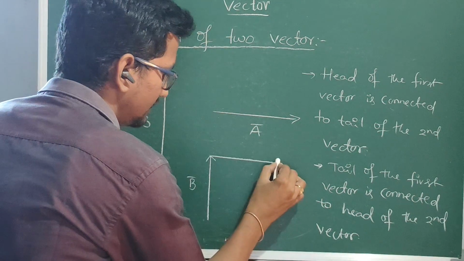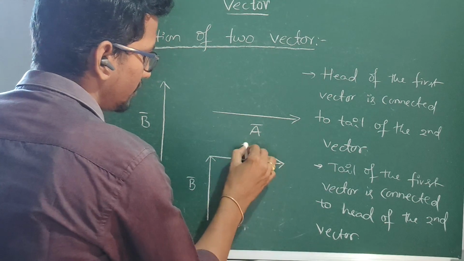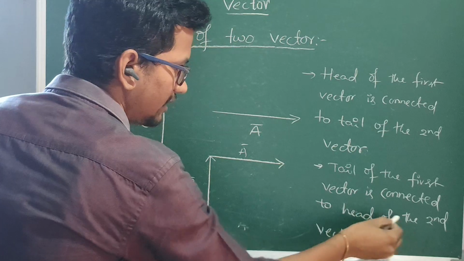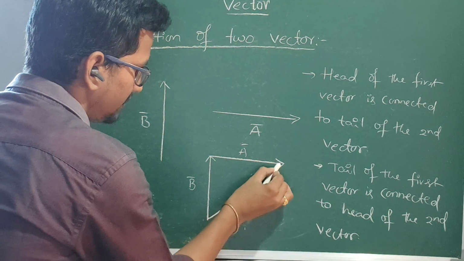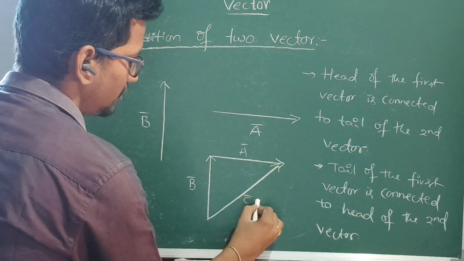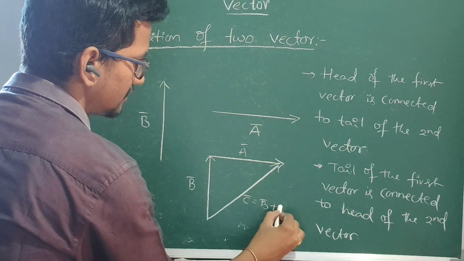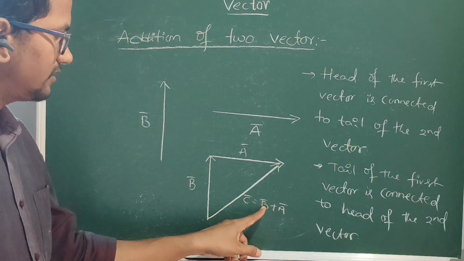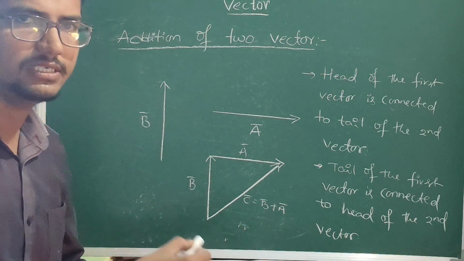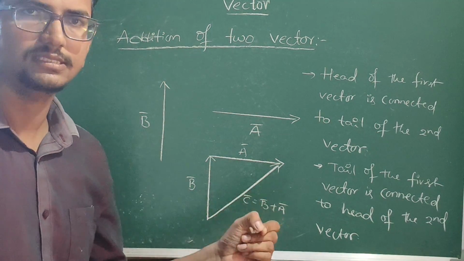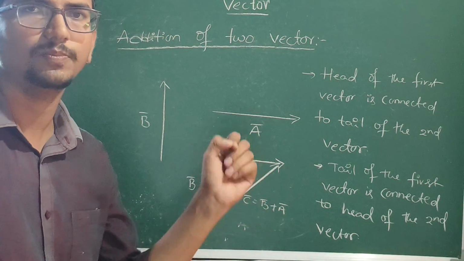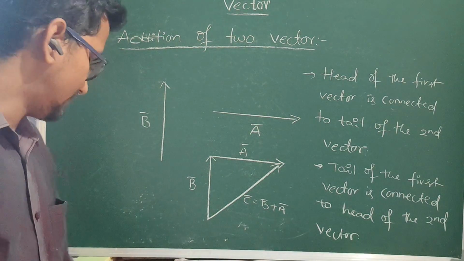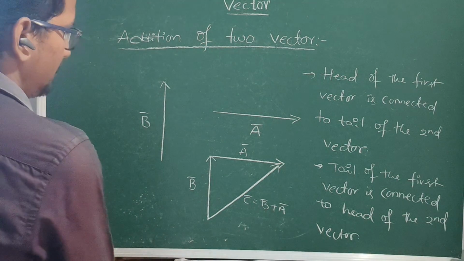Tail which is connected here. That's A bar. What is the resultant vector? Tail of the first vector connected to head of the second vector. That's what we need to connect here. That's C bar is equal to B bar plus A bar. Which vector is first, that's what we write first. In the previous example, A bar plus B bar. But here, B bar plus A bar. That's called adding of two vectors. Okay.